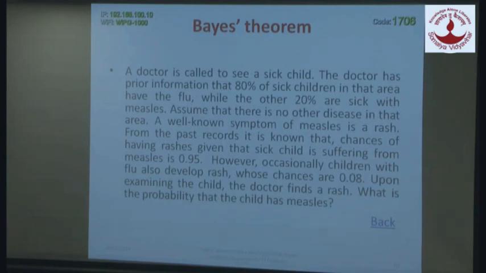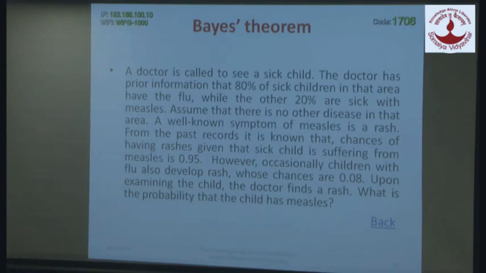A well-known symptom of measles is rash. From past records, it is known that the chance of a rash when the sick child is suffering from measles is 0.95. One more event is defined: rash. So you are given that probability of E1 flu is 0.80, probability of E2 measles is 0.20. Since they are mutually exclusive, the total probability is 1. That is important. And you are given another event, the rash event. The probability that the selected child has a rash, given that he is suffering from flu, is 0.02, and given that he is suffering from measles, is 0.95. All these prior definitions are given.